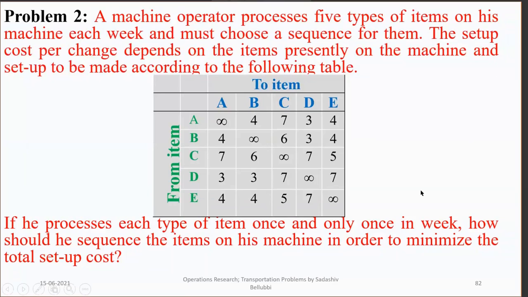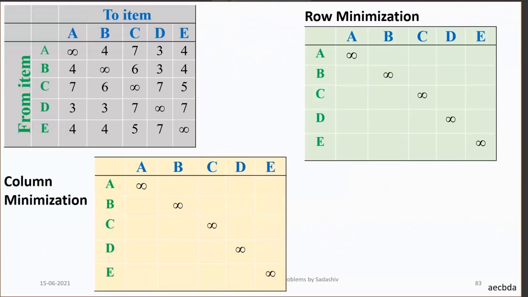Okay, now how to solve this? This method is the same. Whatever the problem they are given, we need to carry out the row minimization as well as the column minimization. After that we need to assign, and that assignment should be like a traveling salesman problem. Here I have written the same matrix that they are given.